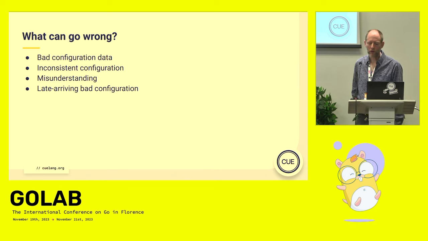Also, as developers, we can write configuration that's wrong just because we don't fully understand what's required. So much configuration, I see, is documented just by example or informal description. And even if we have tools for helping with all the above, we still face a problem if the bad configuration or inconsistency occurs later on in your pipeline.